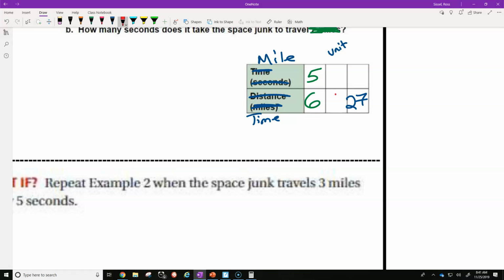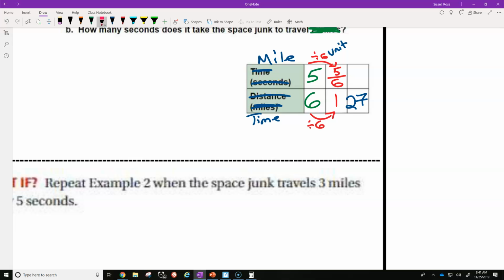I need the unit rate. I need to know how far will this thing travel every single second. We divided by 6, so I'm going to do 5 divided by 6. And we already found out that's going to be a fraction. Now think about this fraction. It's fine. It makes sense. It says every second it will go 5/6 of a mile. Will it travel a full mile? No, it doesn't go a full mile. So it's going part of a mile. How do I find the answer now?